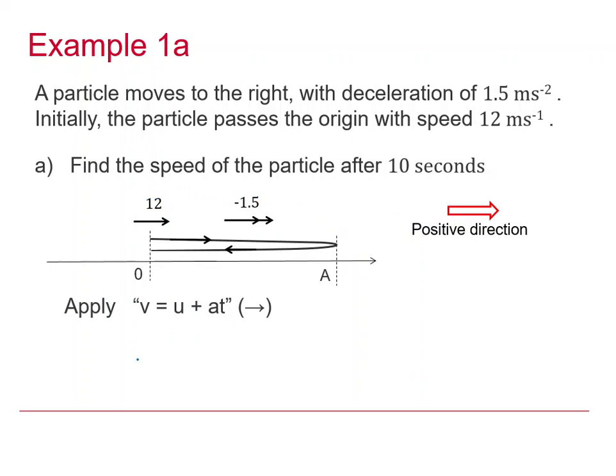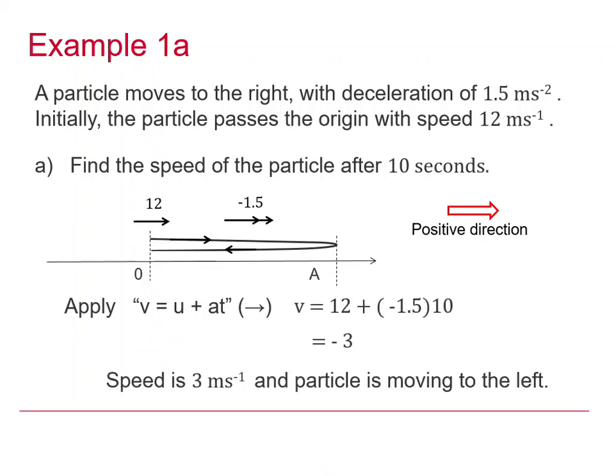So if we substitute, v is what we want to know, so that is equal to 12, and then minus 1.5, because a is minus 1.5, times the time, which is 10. So that's going to give us minus 3. So we conclude, putting the units back in at this point, that the speed is 3 meters per second, and it's to the left. So the conclusion stated there with the units back in, and it's clear that we've interpreted it in the context.